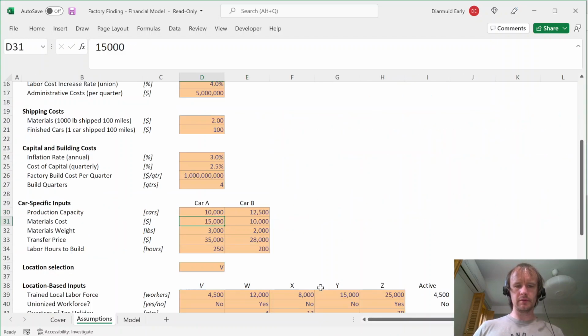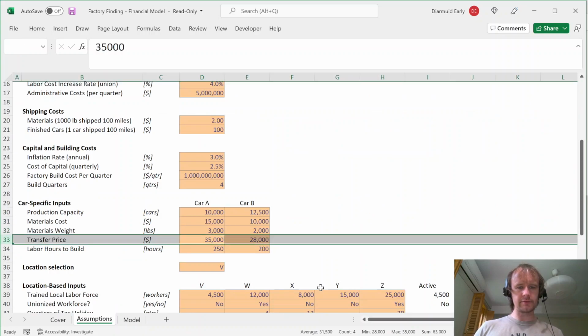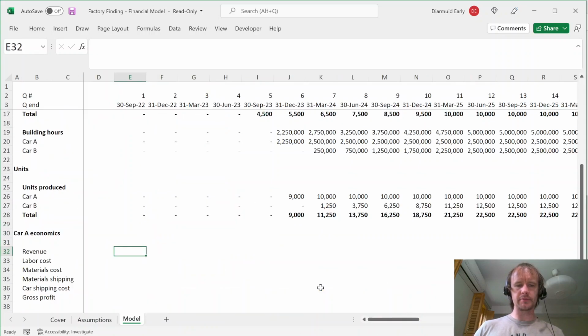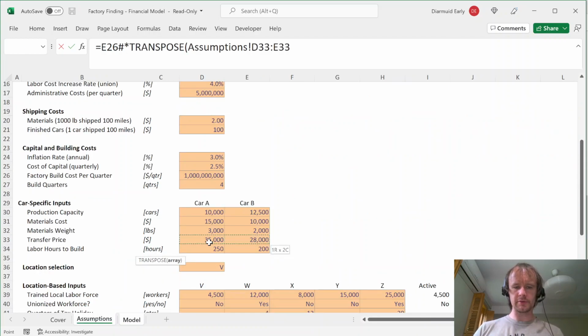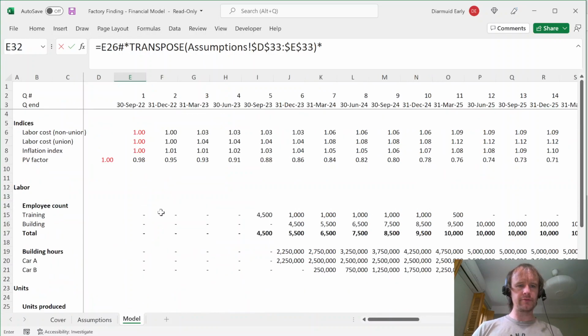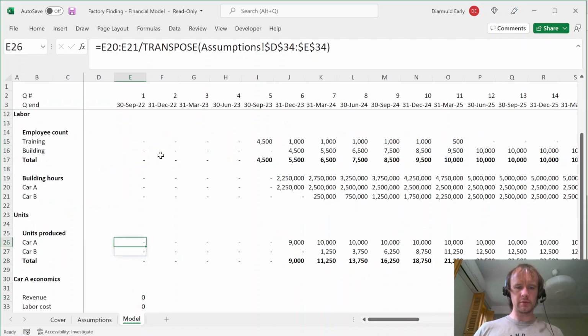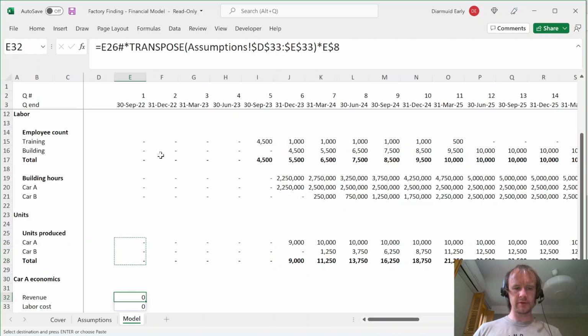So what is the revenue from sales of car A? Well, we were told that it sells for an initial $35,000 subject to inflation. So it's the number of units produced. And again, I'll just do this for both of them together. So it's that times the initial cost, which is transpose of that, times my inflation index. And we'll again just copy this format down here.